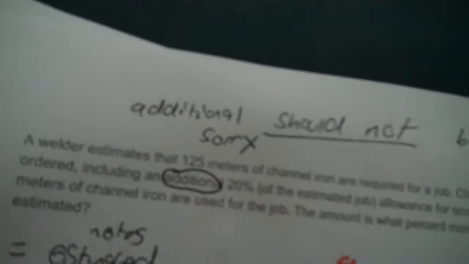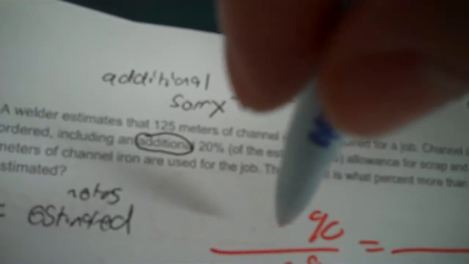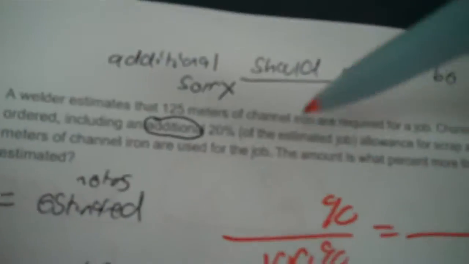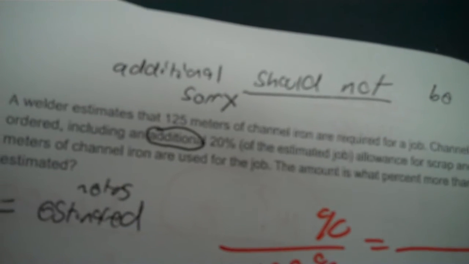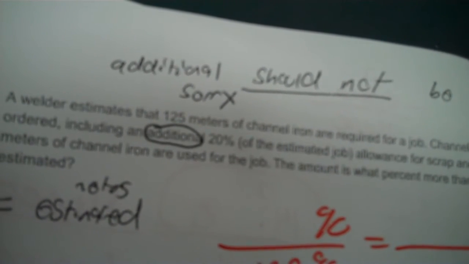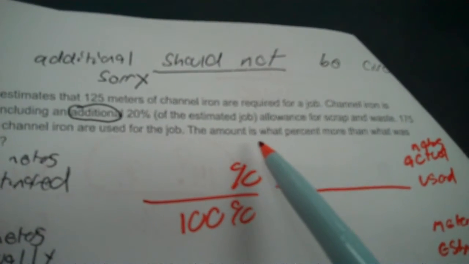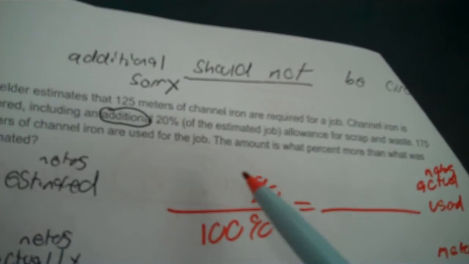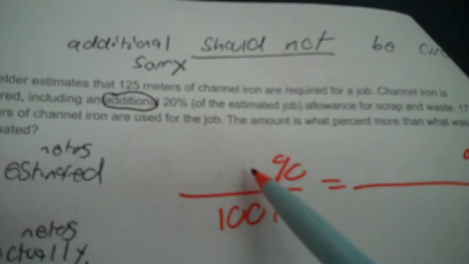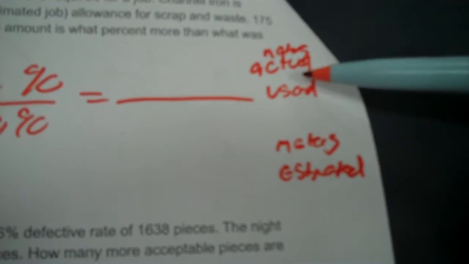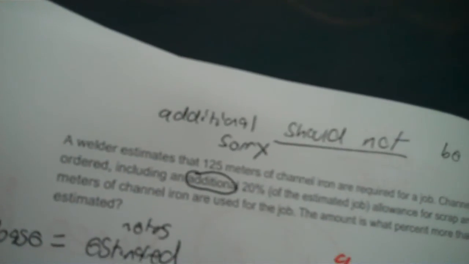Okay, now here's what makes this confusing. A lot of people will put 20% right there. No, 20% is not the meters that were actually used. That's how many they ordered. So you don't use 20%. If you read the problem, it says the amount's what percent more than what was estimated. So again, that percent cannot go here because it's not the meters that were actually used for the job.